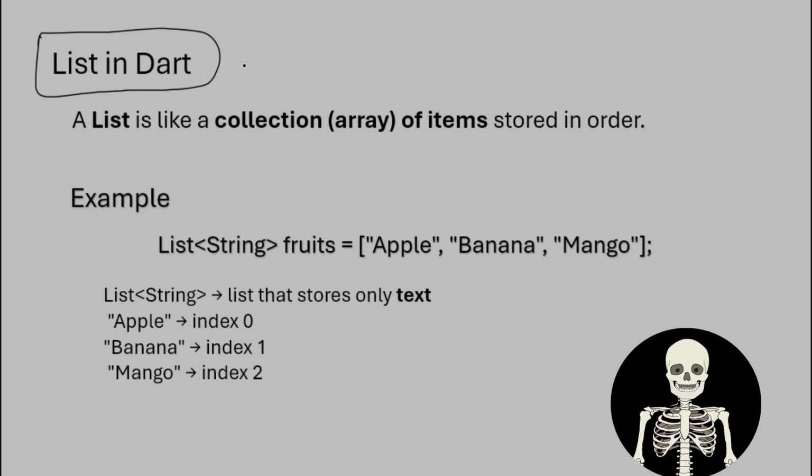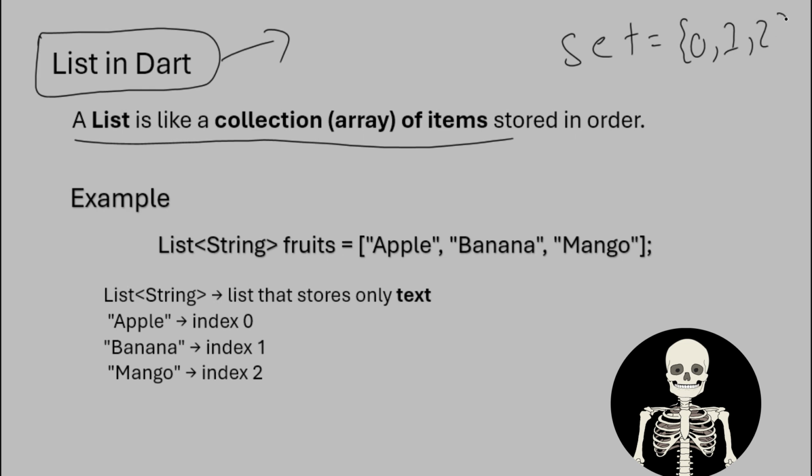So now let's discuss lists in Dart. A list is also a kind of data type, but it is more complex. A list is a collection, like an array. It's like a set in which we store values like 0, 1, 2, 3. A list is a collection of items that are stored in order.